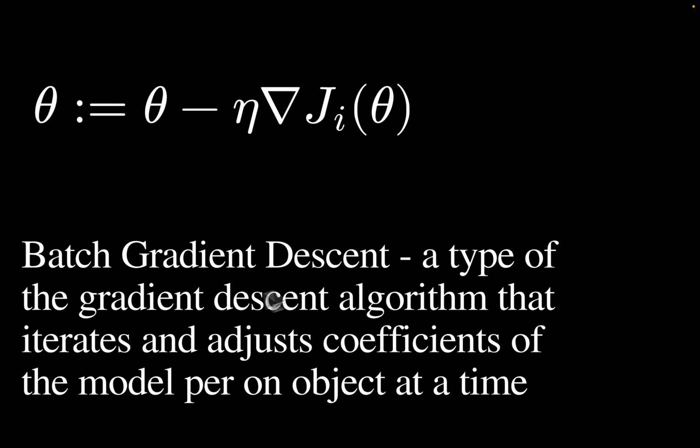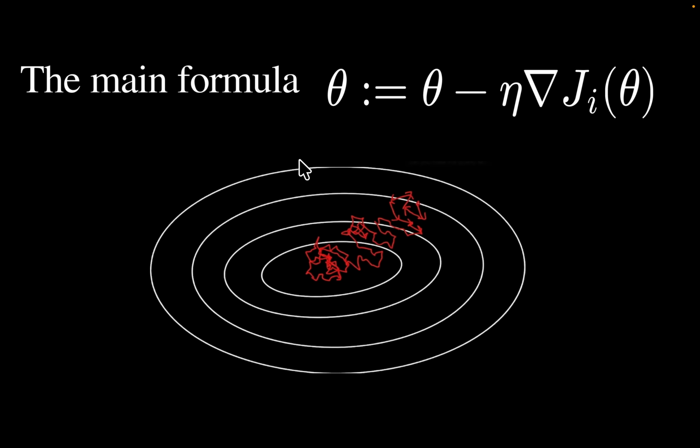So it's a type of gradient descent algorithm that iterates and adjusts coefficients of the model per one object at a time. So we don't iterate through everything. We just take one object, loss function of one object, and then we adjust all the coefficients based on this random object. And it may seem a little weird the first time, but here's the graph of the cost function.